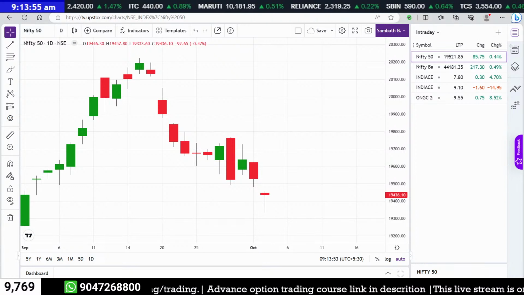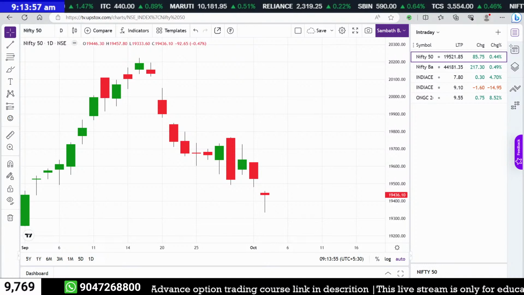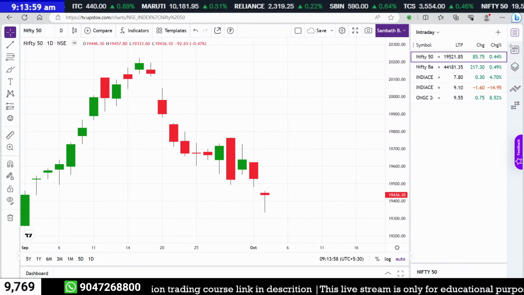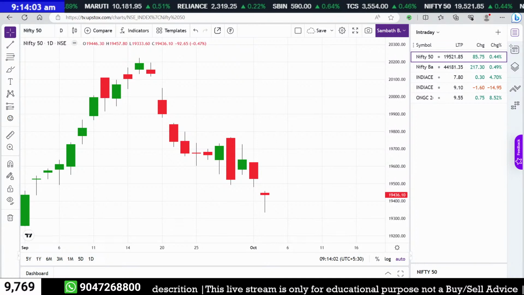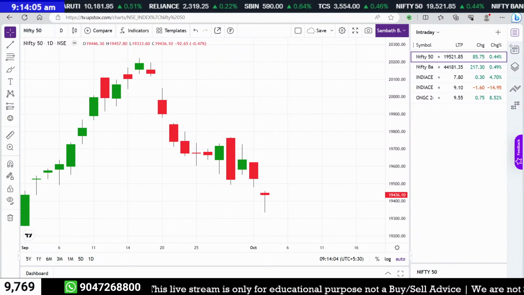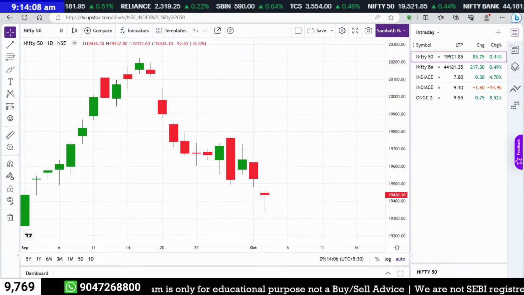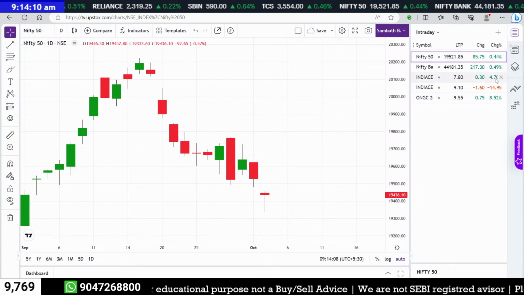If you want to trade in Nifty options, always prefer an ITM option. If you go for an OTM or ATM, it will be directly related to the time decay. Okay, let me check what is going to happen.